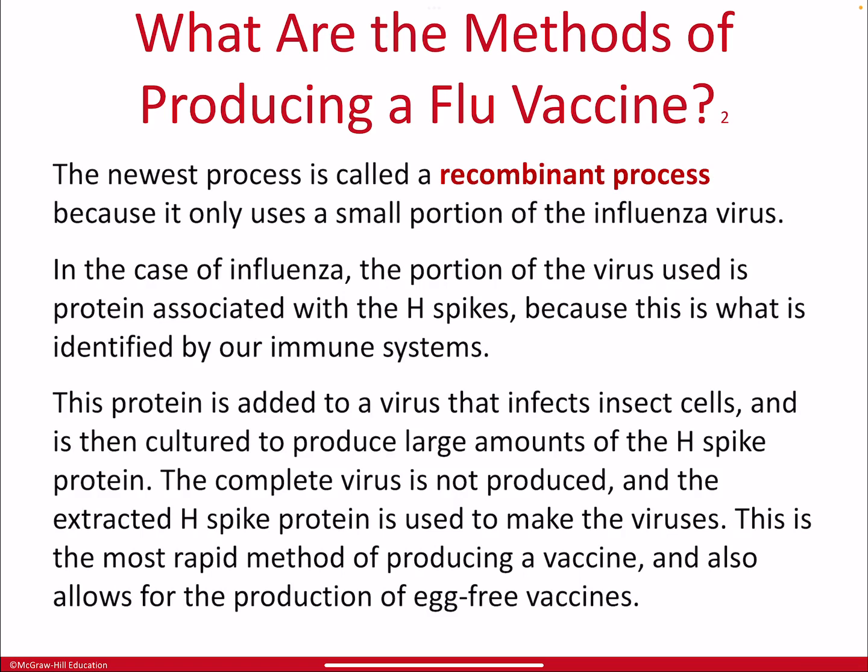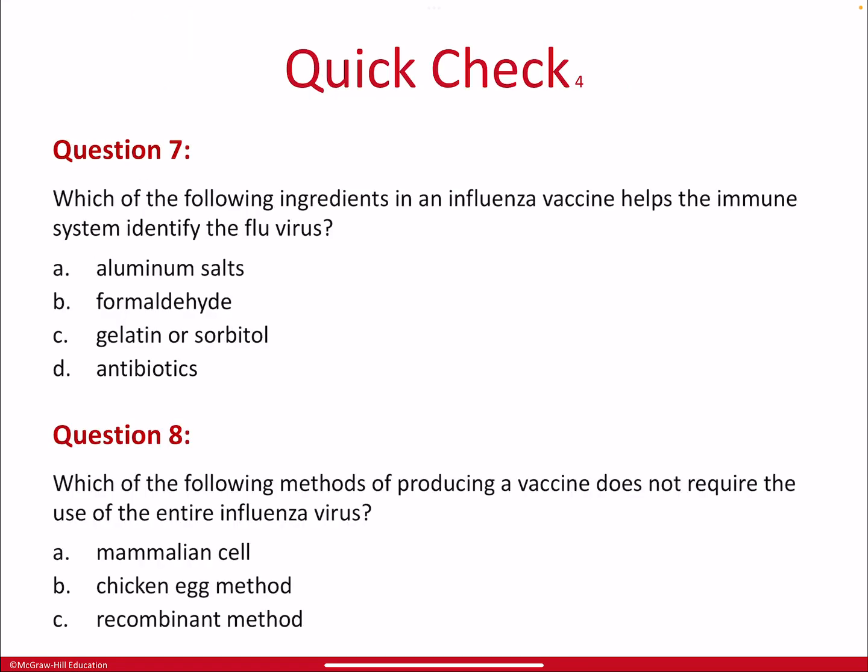The new process that we used for like the COVID virus is called a recombinant process. It only uses a small portion of the flu virus. And you can read about that recombinant process there. And that is it for what is influenza virus.